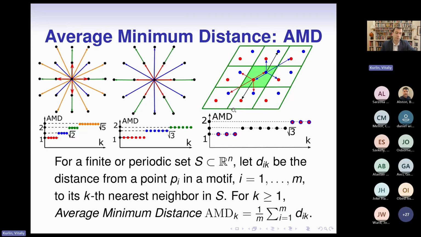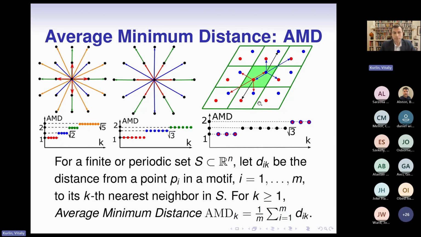Okay, if there are no questions so far, then let me start introducing the invariants that will be solving this problem step by step. Here you see three examples: the square lattice on the left, the hexagonal lattice in the middle, and the so-called honeycomb structure or graphene-like structure with hexagonal pores in the plane on the right-hand side.